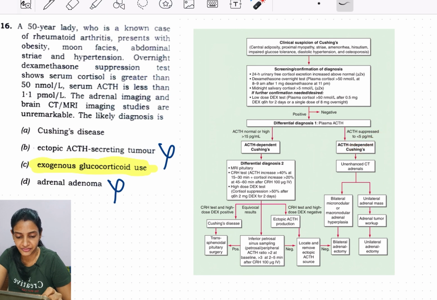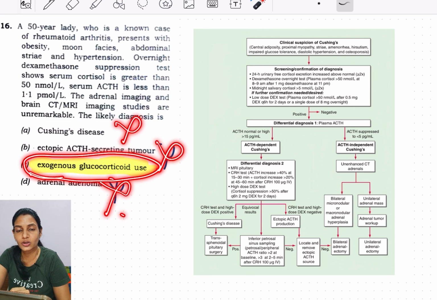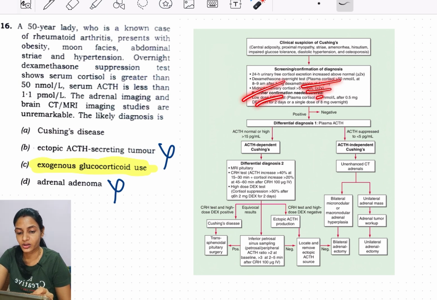If it is less than 5, then you will do the CT scan, and if the findings are there in the adrenal, you will think of adrenal adenoma, but in this case CT findings are unremarkable. So Cushing was cancelled, ectopic was not there, adrenal was not there. So the answer is exogenous glucocorticoid use. Why? Because the patient is a known case of rheumatoid arthritis, he must be taking glucocorticoid for a long term. So the rise in cortisol in this case is because of the exogenous glucocorticoid use.